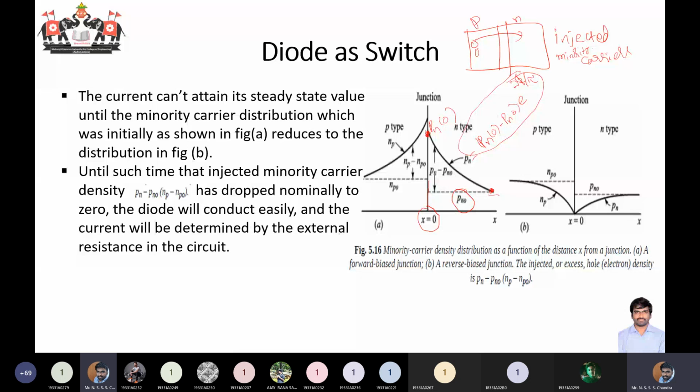Similarly, on the left hand side of the junction, not only are the holes moving from the P side to the N side, but also electrons are moving from the N side to the P side. Now these electrons, when they reach the P side, are called injected minority carriers. Electrons are fewer in number on the P side, so they are minority carriers. Because they are injected from the N side, they are called injected carriers. Even they will decline in an exponential fashion, and they will reach a steady state value Np0. Okay, so this happens in a forward bias.